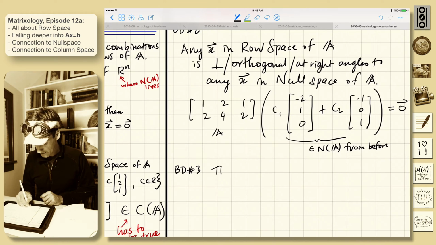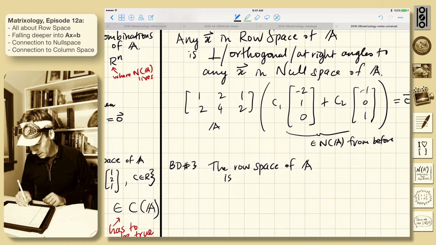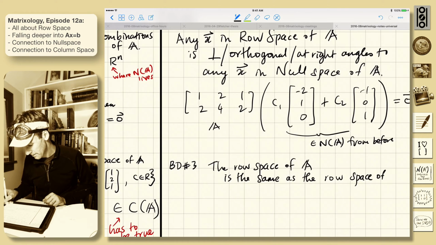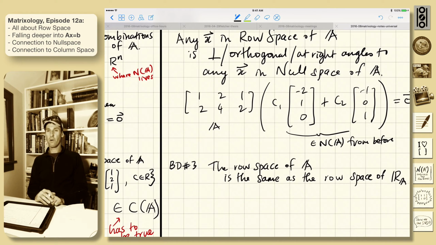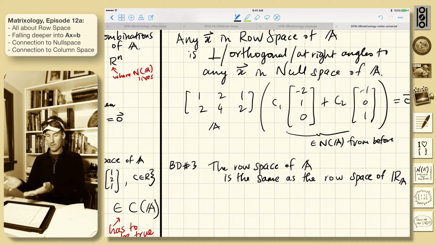The big deal is that the row space of A is the same as the row space of R, the reduced row echelon form. This is terrific, so you've done all the work. Everything you've done so far, we've been producing reduced row echelon forms for A. That's it. You've got it.